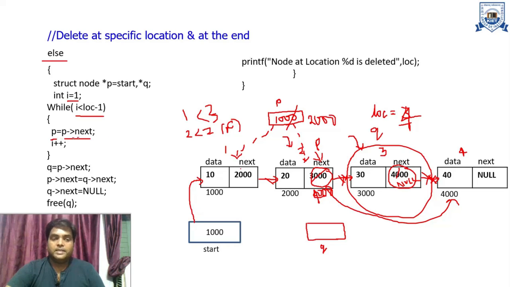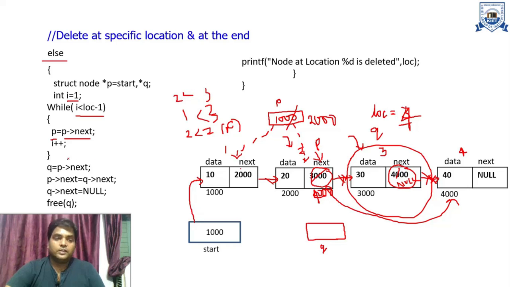What is P? P is equal to P2 next. So P is initially pointing to this particular memory location because P is equal to start. So now P is replaced by P2 next, that is 2000. Now the value of P is 2000 and P is pointing to this particular node. We increase the value of I. Now I is equal to 2. 2 is less than 3, yes, condition is true.